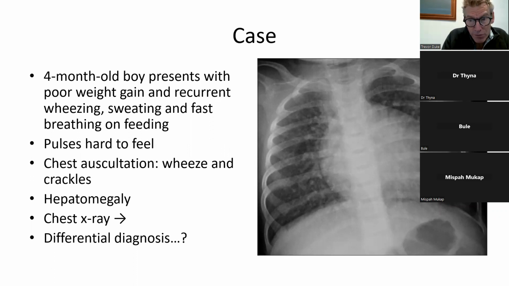But for every 10 or 20 cases, maybe 20 cases, you might see one child who has a non-respiratory diagnosis, and they might have a cardiac diagnosis. And the most likely cardiac diagnosis is, can anyone suggest what the most likely cardiac diagnosis would be in a child who presents like this? 4 months old, poor weight gain, recurrent wheezing, sweating, fast breathing on feeding. What could this child have?